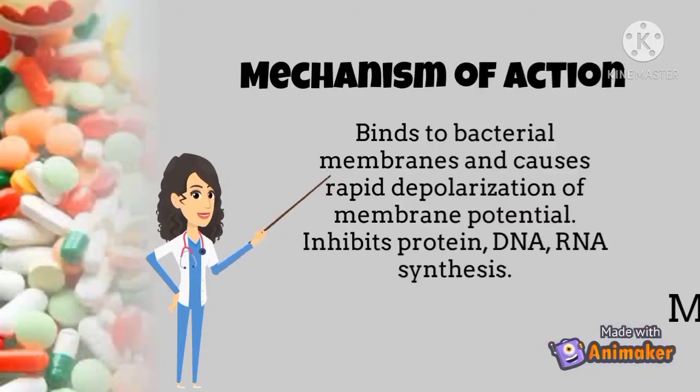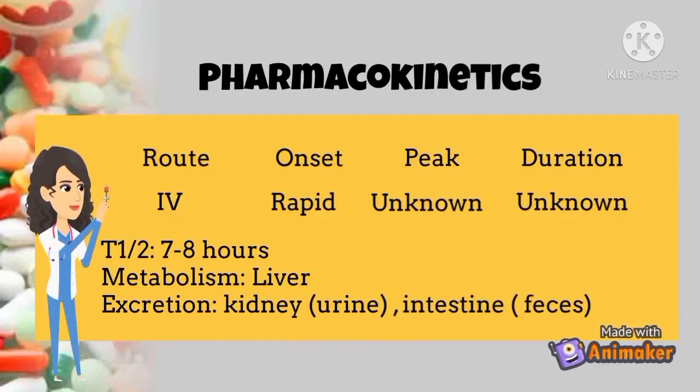For my mechanism of action, I bind to the bacterial membrane and cause rapid depolarization of membrane potential. I also inhibit protein, DNA, and RNA synthesis. For my pharmacokinetics, in terms of my route, I am administered IV. My onset is rapid, my peak is unknown, my duration is unknown, my half-life is 7 to 8 hours, I am metabolized in the liver, I am excreted in the kidney as urine, and in the intestine in the form of feces.